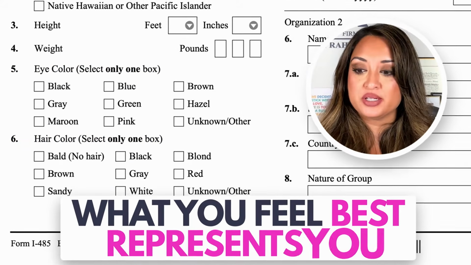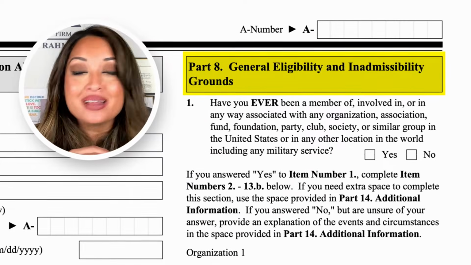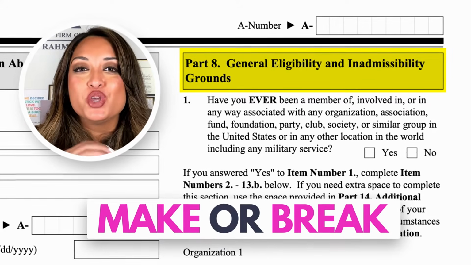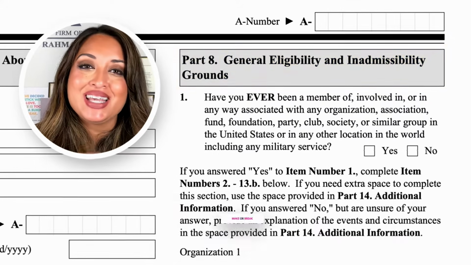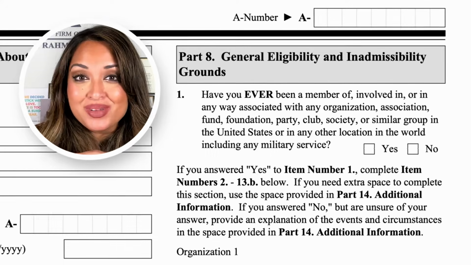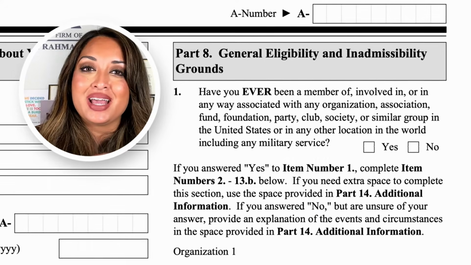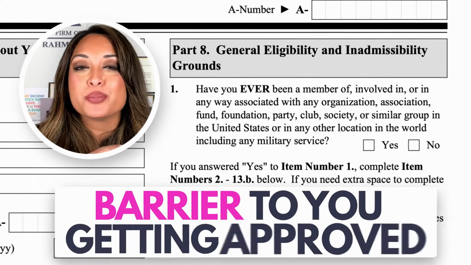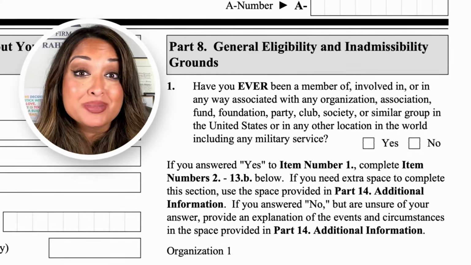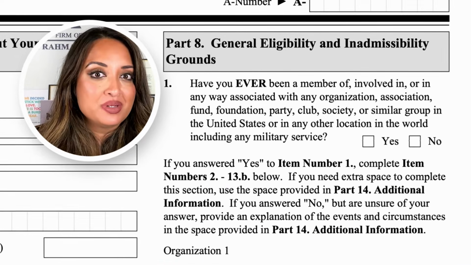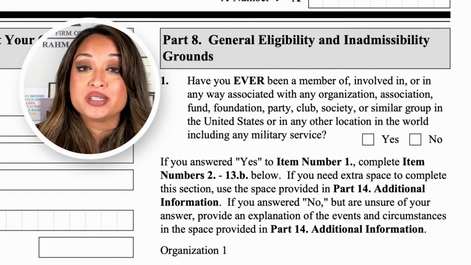Part 8 is the part that can make or break your ability to get a green card, because this is the inadmissibility section. Inadmissibilities are basically a barrier to you getting approved for a green card, because an inadmissibility means that you're inadmissible and thus not eligible to be granted residency.